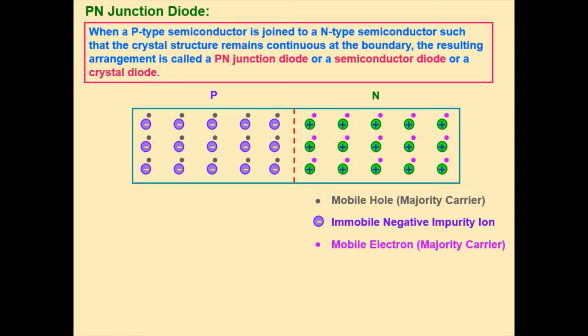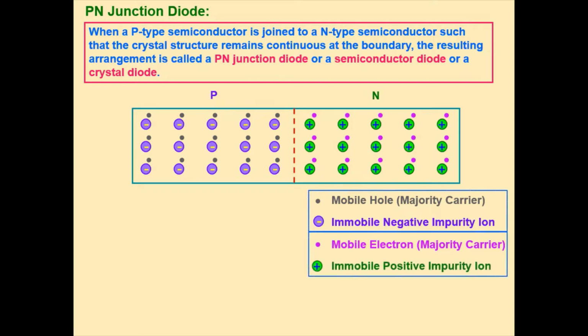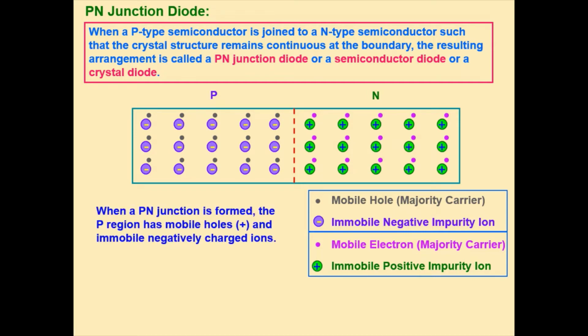And on the right side, on the n side, these pink dots show mobile electrons, the majority charge carriers, and green circles show immobile positive impurity ions. So on the left side we have holes as majority charge carriers, and on the right side we have electrons as majority charge carriers. When we place these p and n type semiconductors in this manner, a PN junction diode is formed.